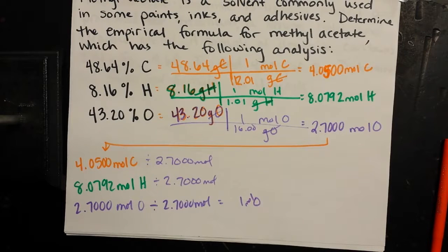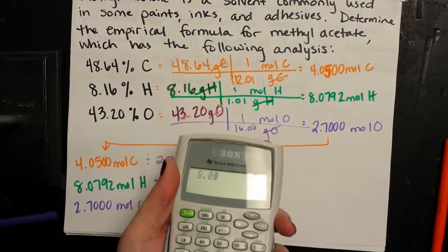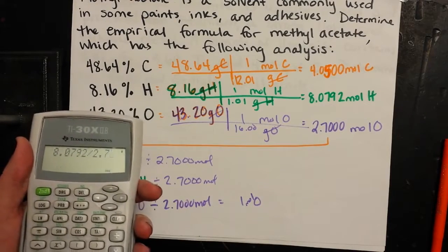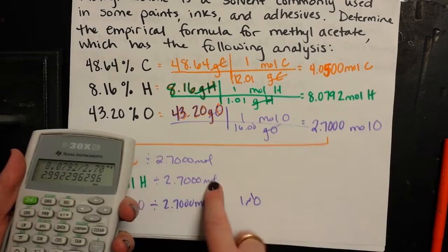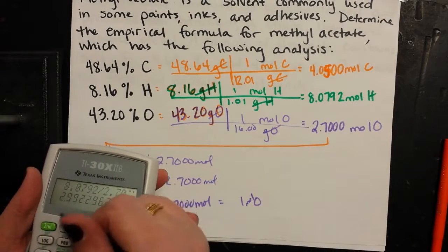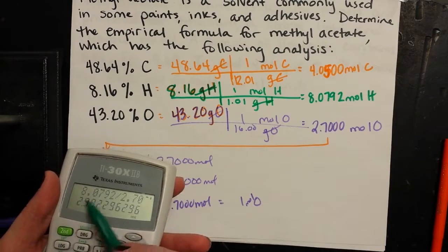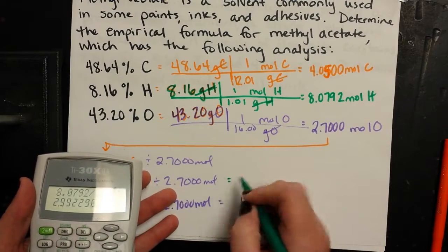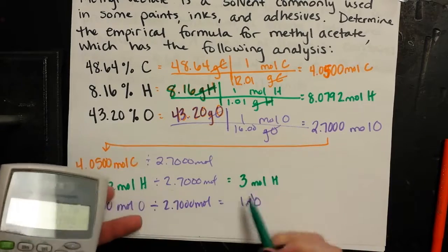Over here for hydrogen, I need to actually plug that in my calculator. So I'm going to take 8.0792 and divide it by 2.7000, which in your calculator, you don't need to necessarily put all those zeros in, but since I'm writing them down, I'm going to go ahead and plug them in. Here I get 2.99. This is basically 3, and at this point we're looking for whole numbers as a ratio, so I'm going to assume that that's good enough to be 3 moles of hydrogen for every 1 mole of oxygen.